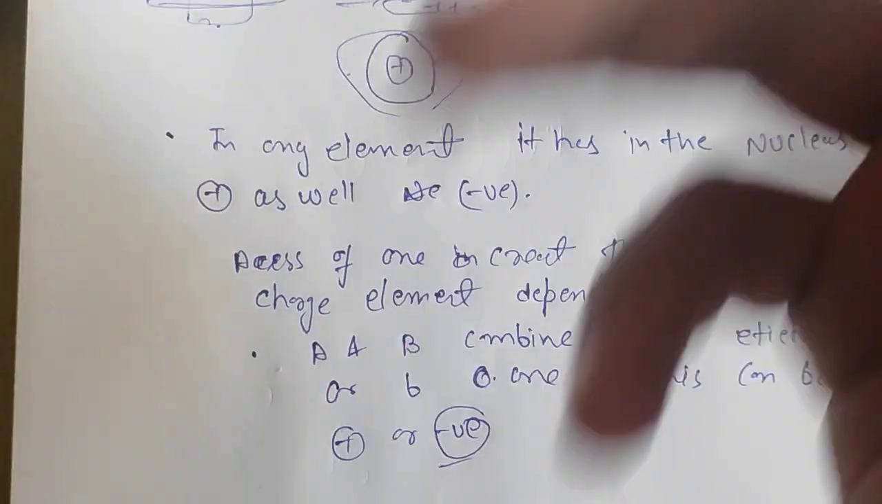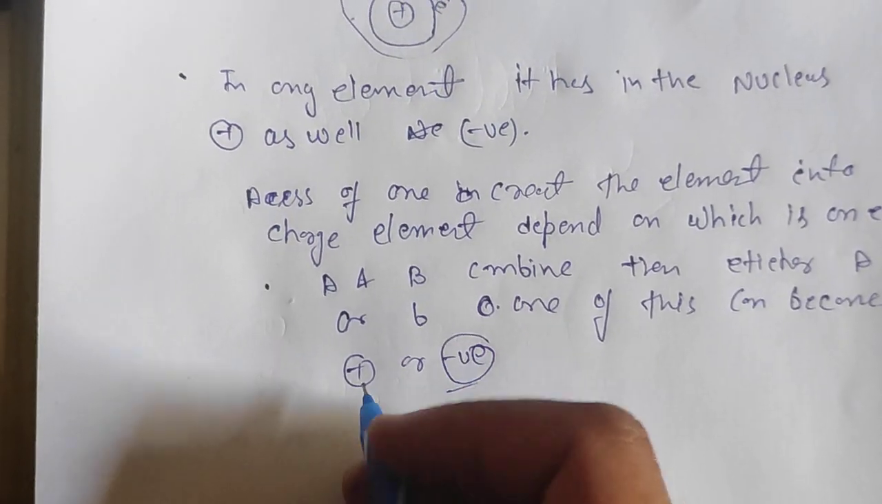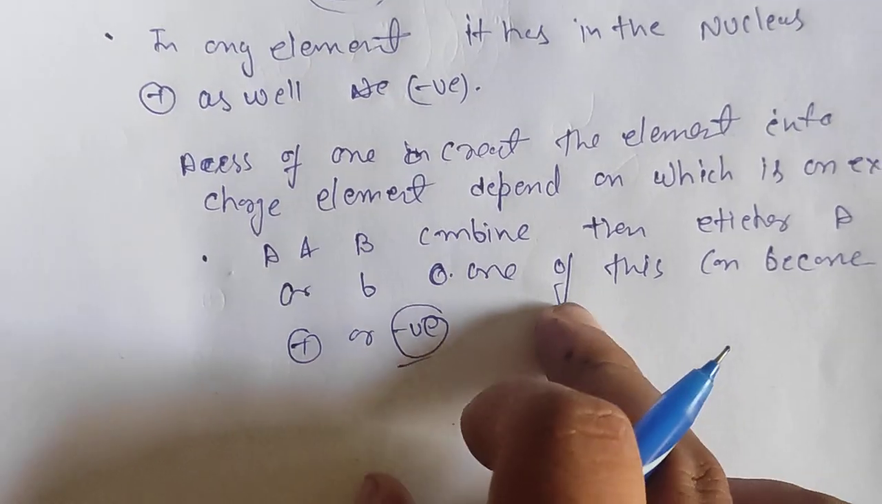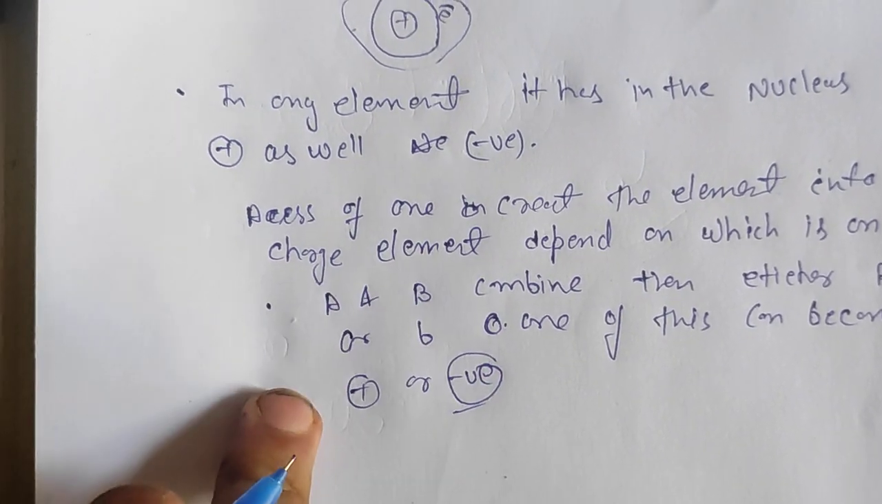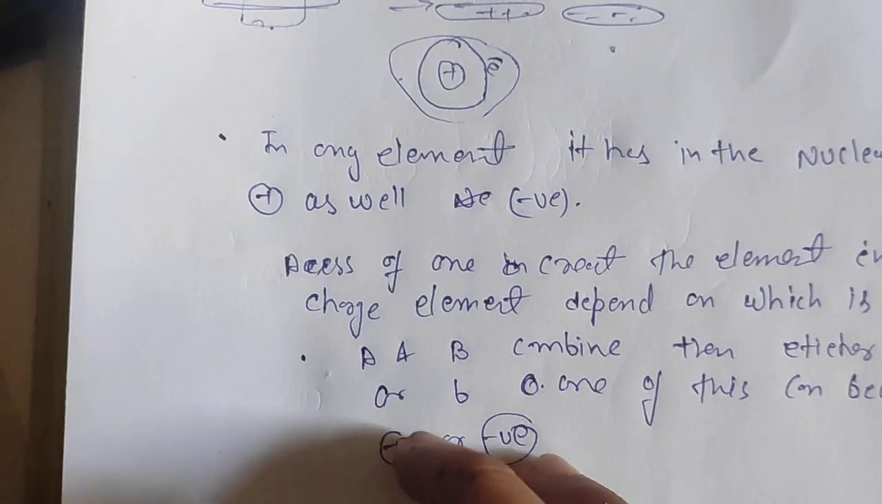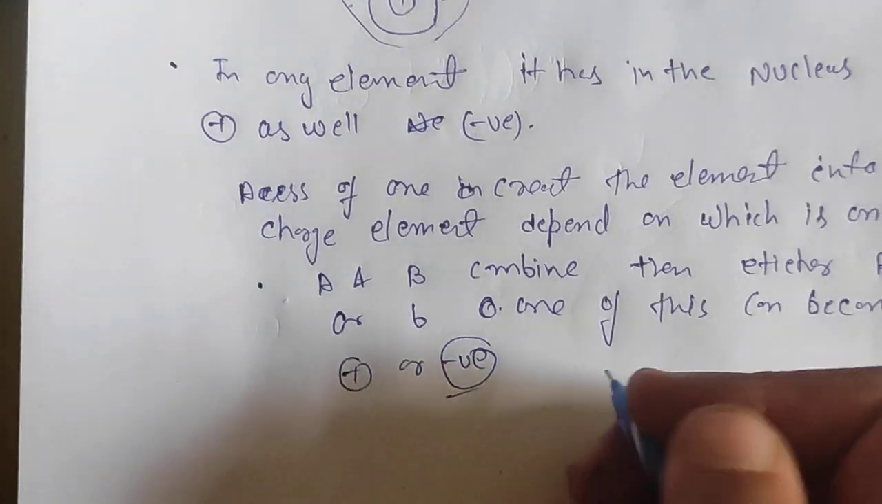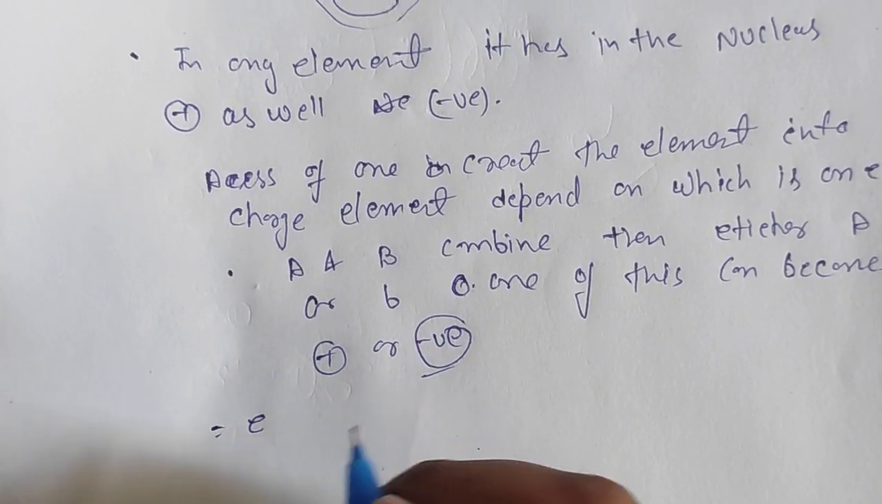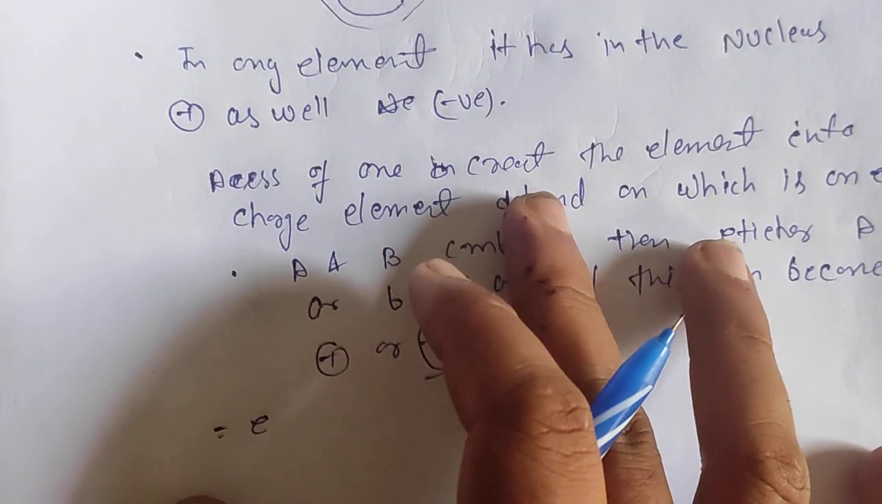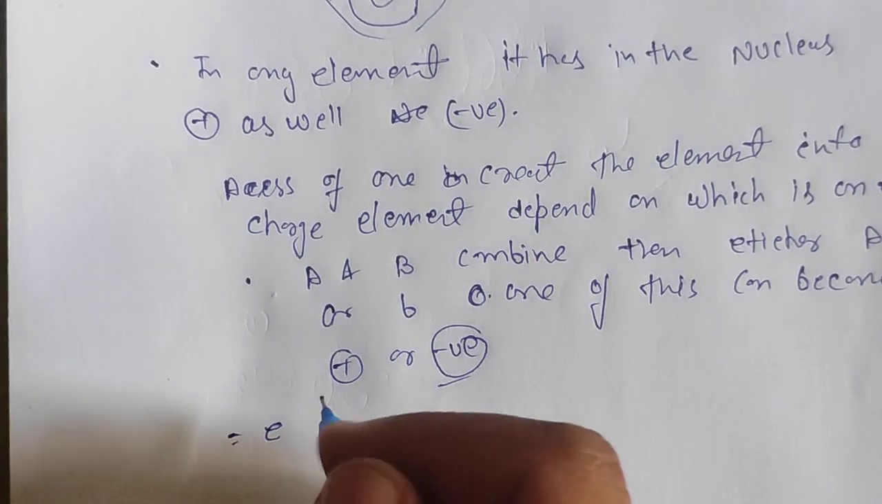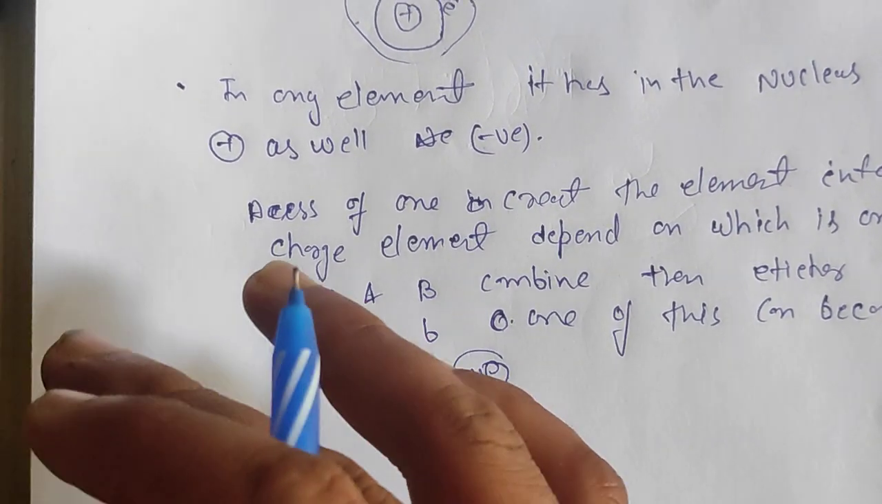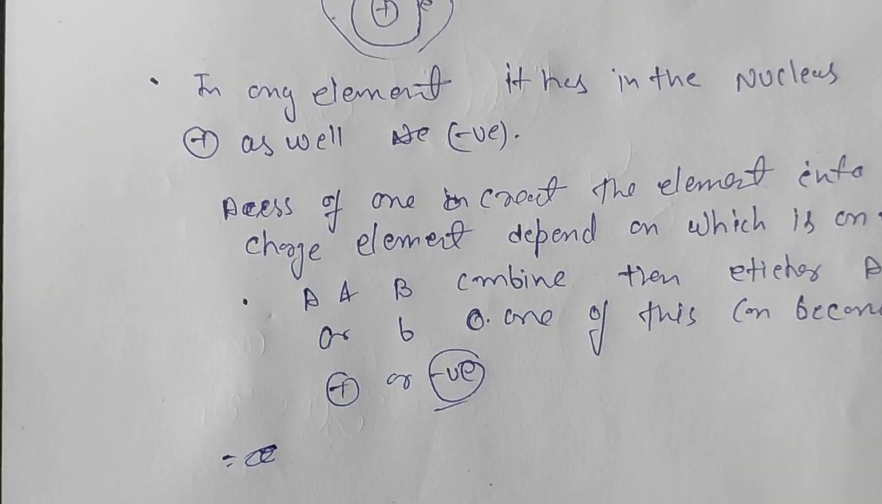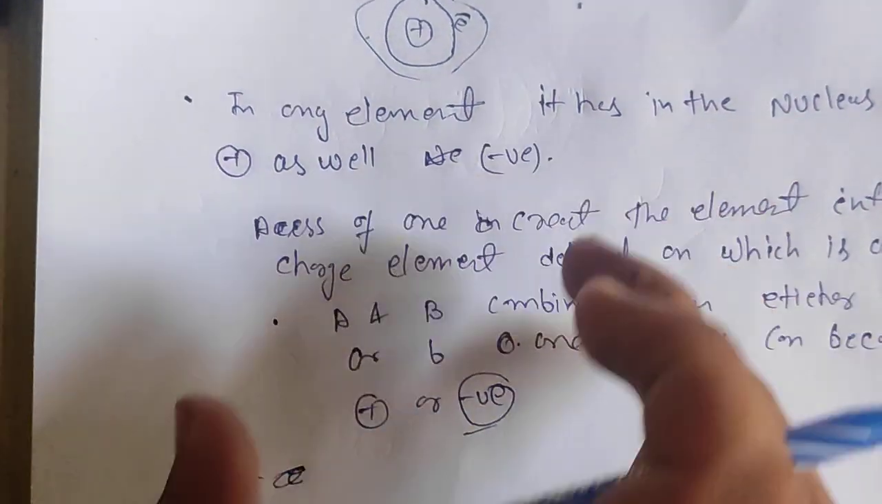I explained it in the rough diagram. So if positive is in excess, then it is positive, and if negative is in excess, then it is negative, basically. So I hope you understand what charge is, and we denote the charge by E. We will discuss some more later in the next classes. This is the basic definition of charge.